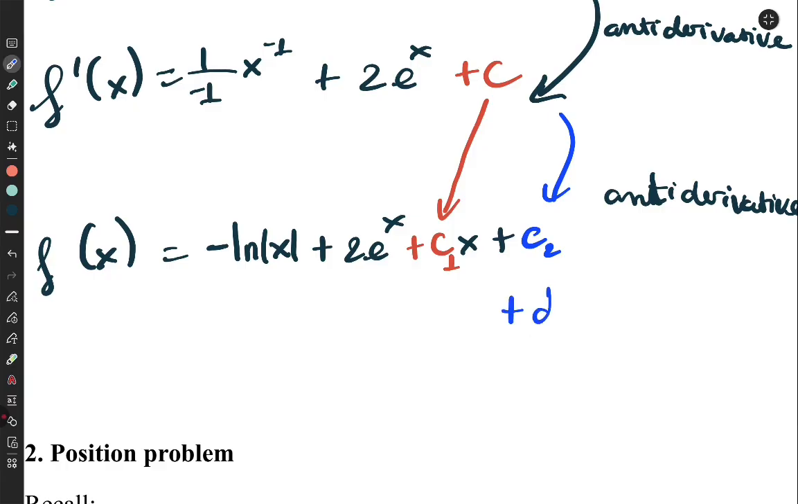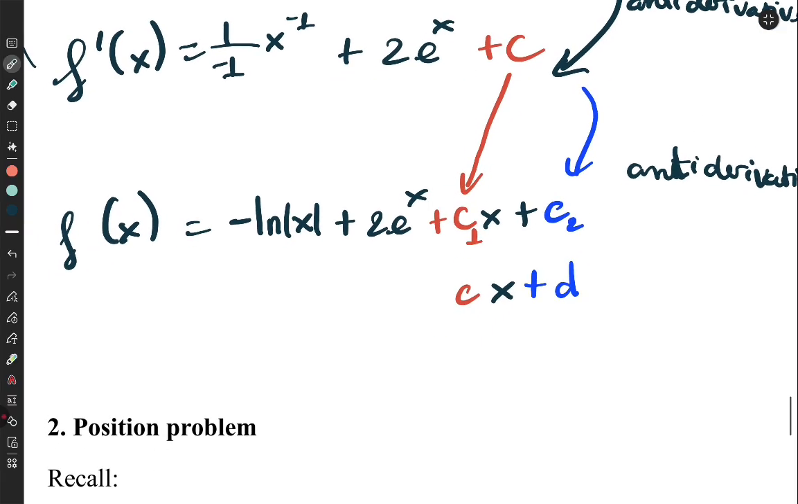How about plus d? If you want to keep the c, cx plus d. Use an alphabet letter to tell the difference. This c is there, this d is the new one. Or c1, c2, c3. So far good? Any question? Okay.